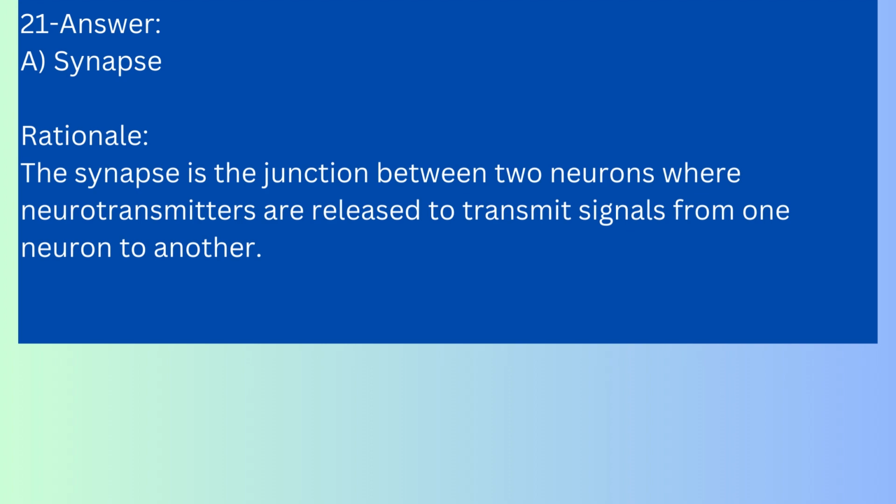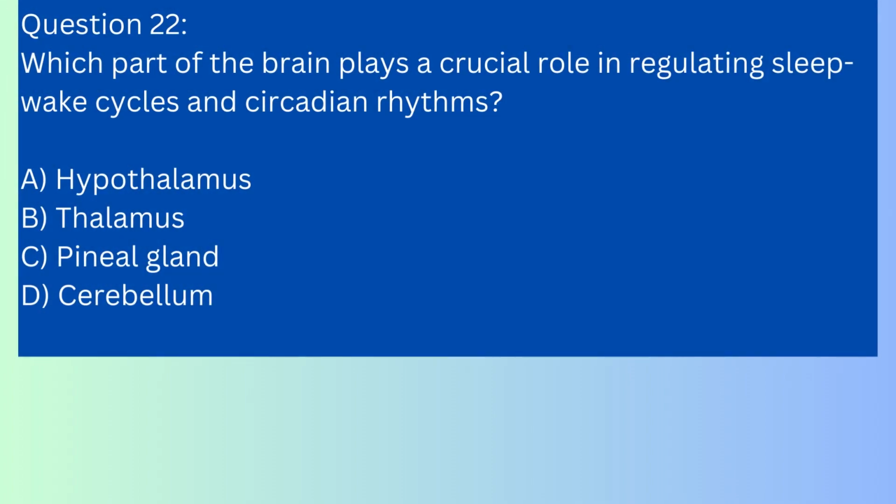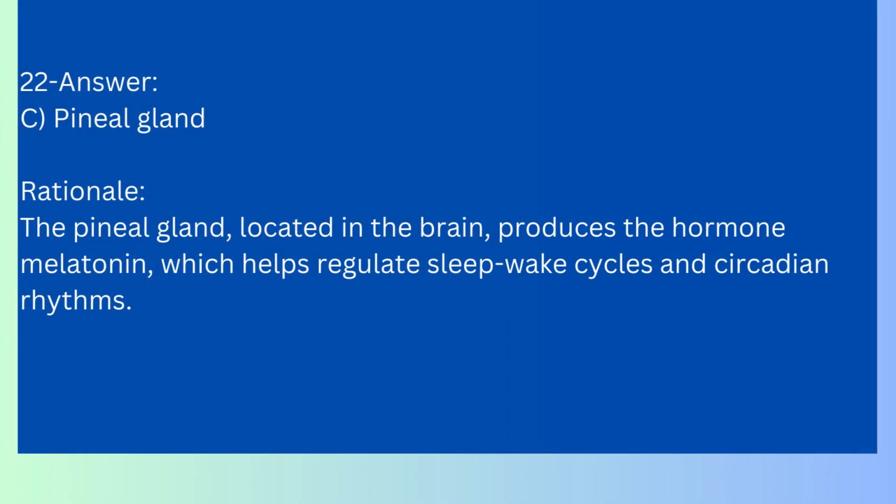to another. Question 22. Which part of the brain plays a crucial role in regulating sleep-wake cycles and circadian rhythms? A. Hypothalamus. B. Thalamus. C. Pineal gland. D. Cerebellum. Answer. C. Pineal gland. Rationale. The pineal gland, located in the brain, produces the hormone melatonin, which helps regulate sleep-wake cycles and circadian rhythms.